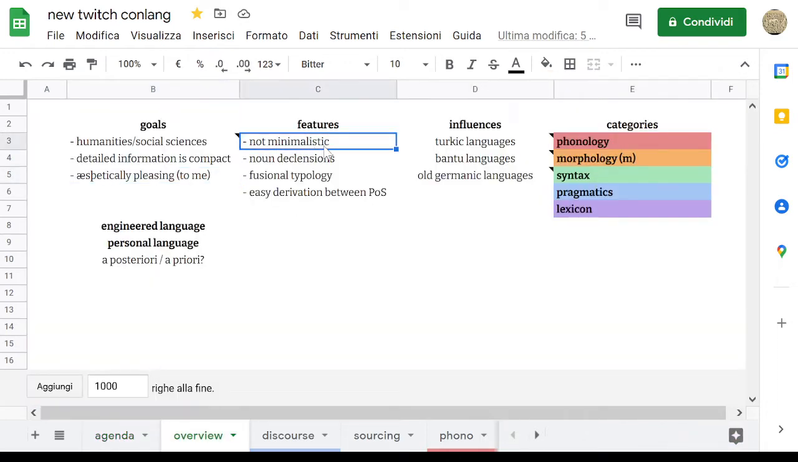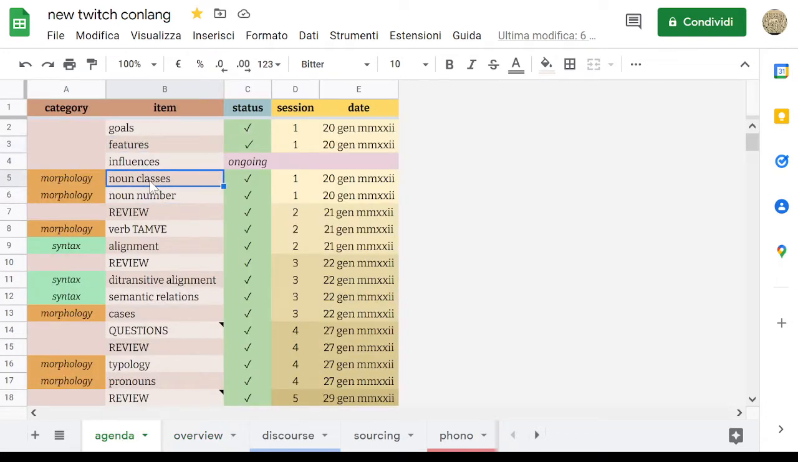So we started with that and talked about a few features I knew I wanted, which were the not minimalistic and the sort of fusional and easy to derive parts of speech. But these have kind of shuffled around as we've gone through the different goals. And then we talked about noun classes. So this language is going to have noun classes, between 8 and 10. I've kind of gone up and down in terms of how many I'm going to have, but I'm going to have some noun classes. We talked about the noun number, which is a default collective or mass, and a marked count or singulative system, which you can see the explanation of in the recording of session 3.